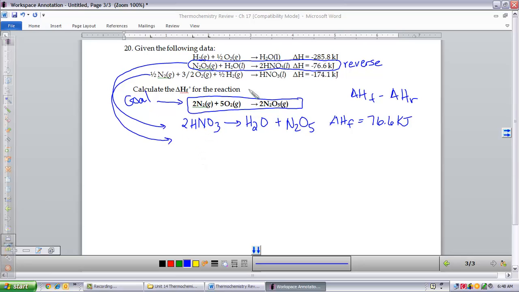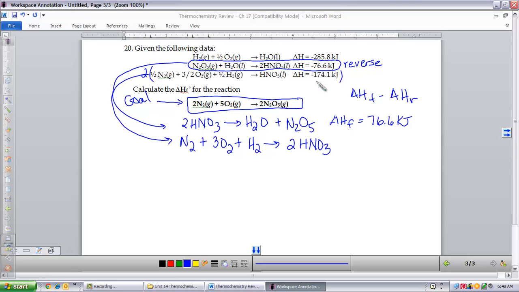Now I notice there's 2 moles of nitric acid here, and so I'm going to need 2 moles there. So I'm going to multiply this whole equation times 2 before I rewrite it. Now when I multiply the equation times 2, that means I want it to be done twice. Well, if I want it to be done twice, then I'm going to need twice the energy. So I'm going to rewrite it here. So 2 times 1/2 gives me 1 mole of nitrogen. 2 times 3/2 gives me 3 moles of oxygen. 2 times 1/2 mole of hydrogen gives me a mole of hydrogen. And then I have 2 moles of nitric acid.